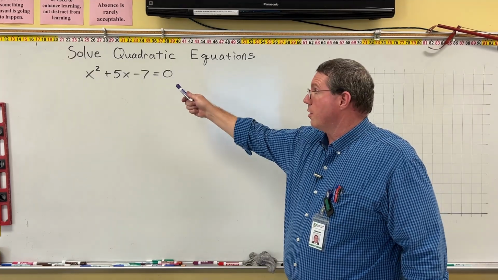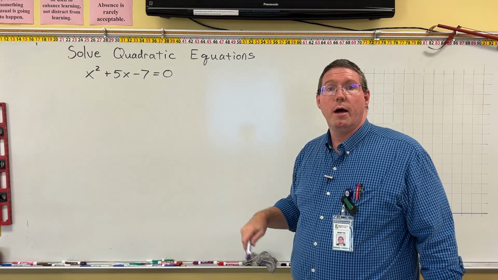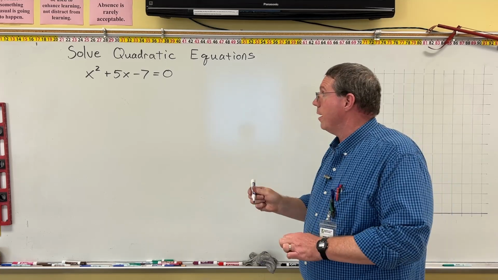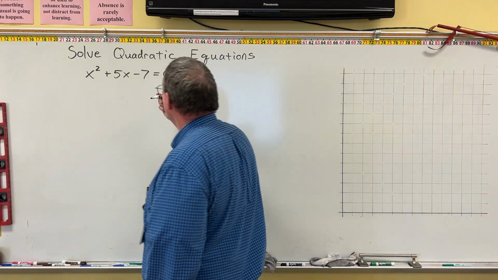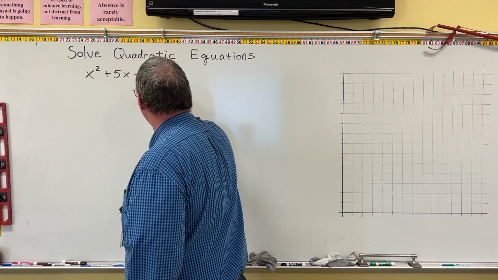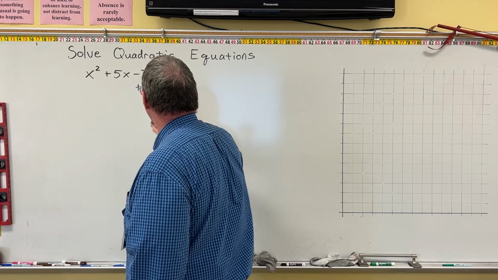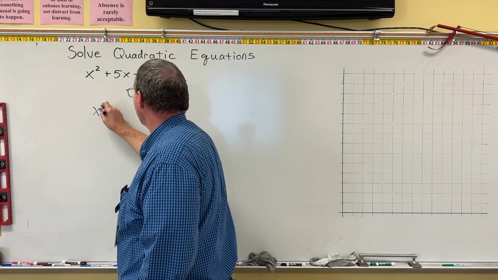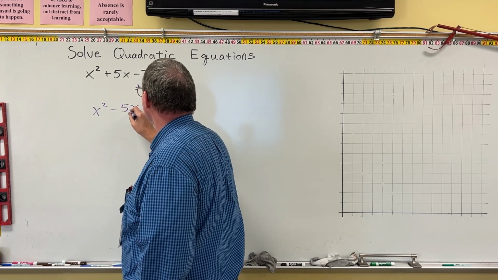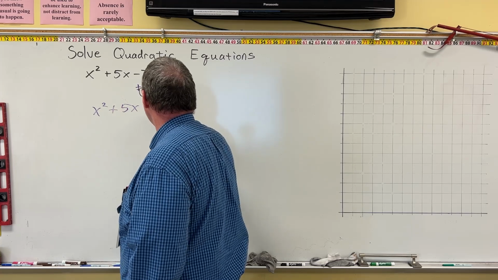All right, so here's a quadratic equation, and we're going to do completing the square on it. So remember, the first thing we do is we want to get rid of the constant. We're going to add 7 to both sides. So we wind up with x squared minus 5x is equal to 7.